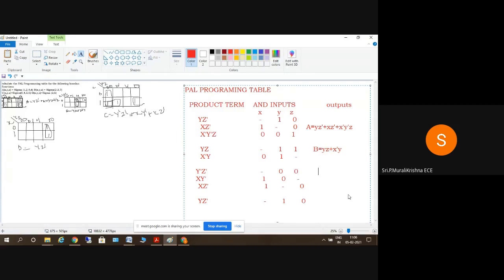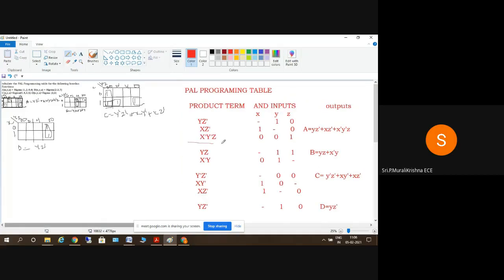Okay, and the third product term, so C will give Y bar Z bar plus X Y bar plus XZ bar. Okay, that is the third one. And the fourth one, D, is equal to YZ bar. Okay, so this is the programming table here.